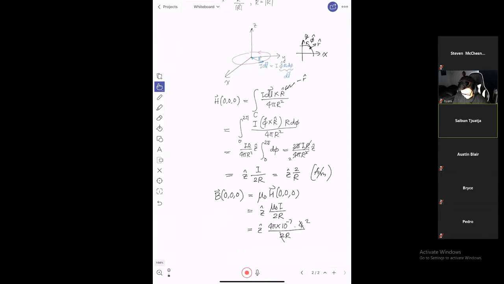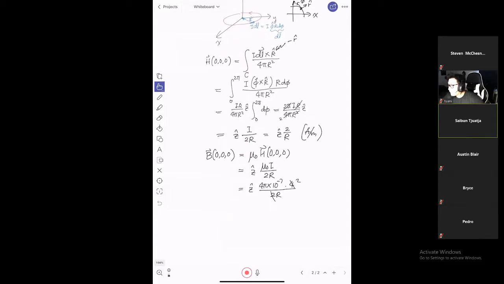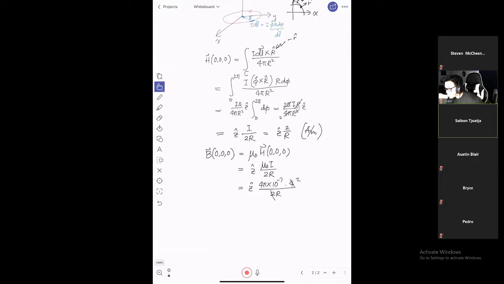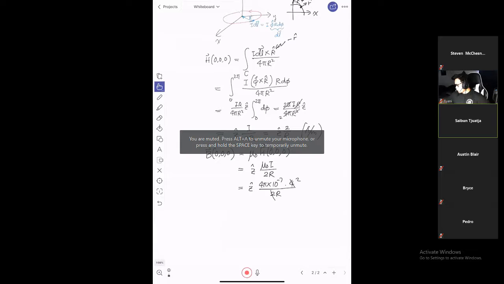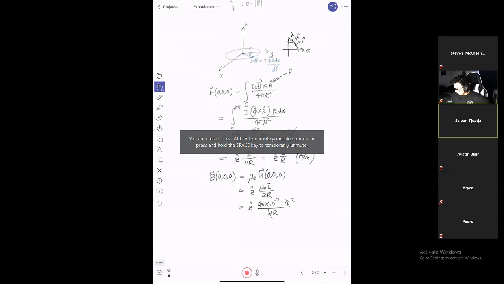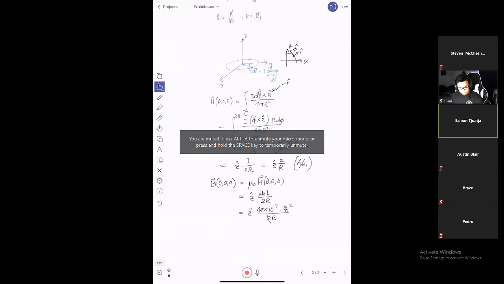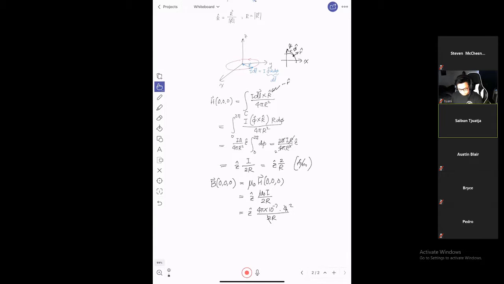Any questions? Any question at all? So that's the first part. How about the second part? Now the second part is actually a very challenging question. So this is at the center of the loop, right? So here, the B and the H are at the center of the loop.